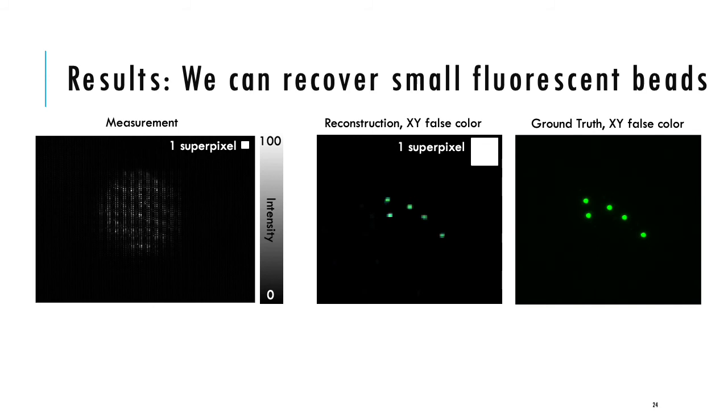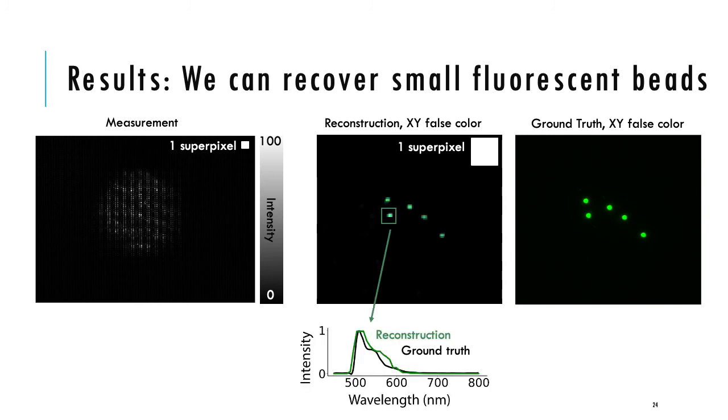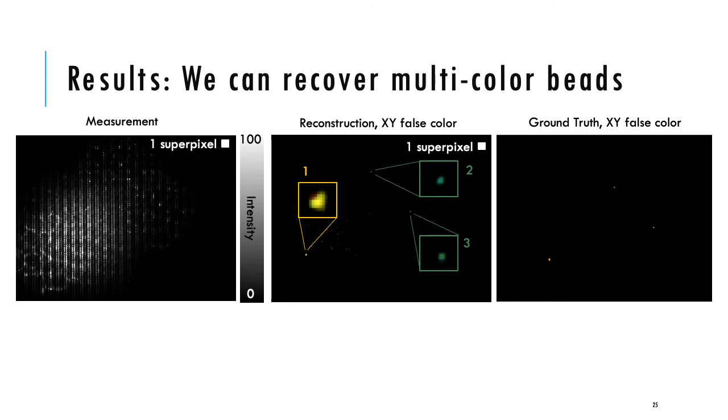Here we show 5-micron fluorescent green beads obtained from Thermo Scientific and imaged with a 4x objective. This means each point would be 20 microns in the image plane, which is smaller than an 80-micron superpixel. Left shows the measurement obtained on our spectral sensor. Note that it is hard to discern anything in this image. Middle shows the reconstruction after running our algorithm, and right shows the ground truth. As you can see, we can localize the points within a superpixel, but still obtain full spectral sampling that matches the ground truth.